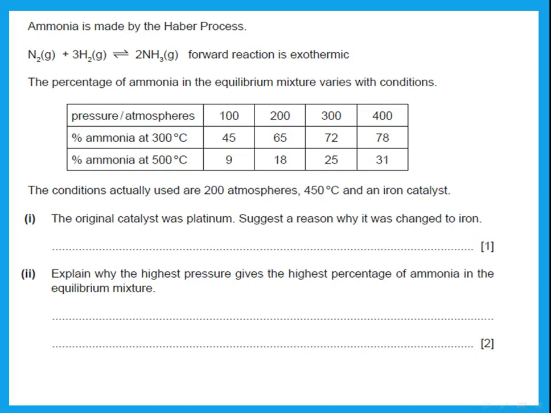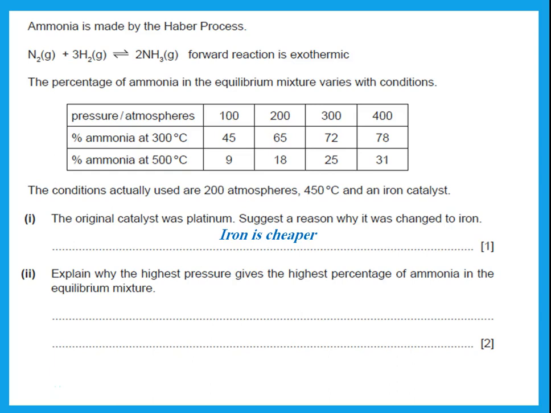Okay, ammonia is made by the Haber process, and he gives you the Haber process. The percentage of ammonia in the equilibrium mixture varies with conditions. The conditions actually used are 200 atmospheres and 450 degrees centigrade and an iron catalyst. The original catalyst was platinum, so he's saying now we use an iron catalyst. So just a reason why it was changed to iron. Why is iron more suitable than platinum? Whenever we mention platinum, you should realize that platinum is more expensive or that iron is cheaper. That's why we use iron.